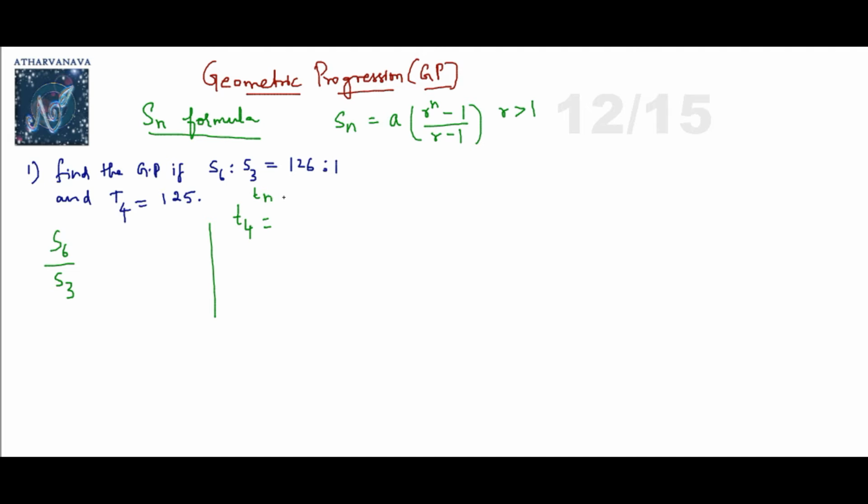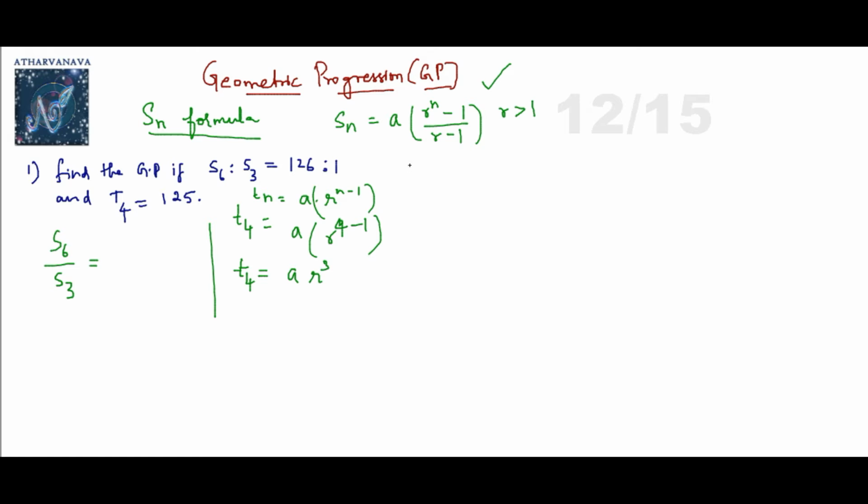Tn formula is A into R power n minus 1, isn't it? So according to that I can write A R power 4 minus 1, which will become A R power 3. That's all we have. Do we have the A value? Do we have the R value? We don't. By default we will consider this formula. Keeping a default condition, we will consider R being greater than 1 and consider the formula Sn is equal to A bracket R power n minus 1 by R minus 1.